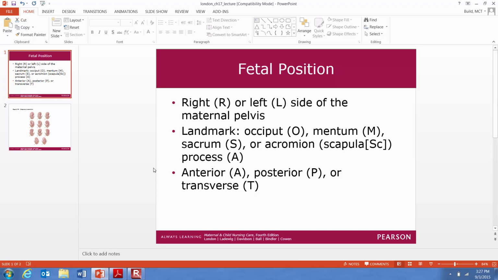So, with that being said, if she's a sacrum presentation, it doesn't matter right, left, anterior, posterior. You need to call your doctor and say, I have a breech presentation. Okay, we need to deliver her by cesarean. If you have a mentum or a scapula presentation, it is possible that the physician can come in and do a vag exam and try to reposition that baby a little bit, so that baby is now head down.